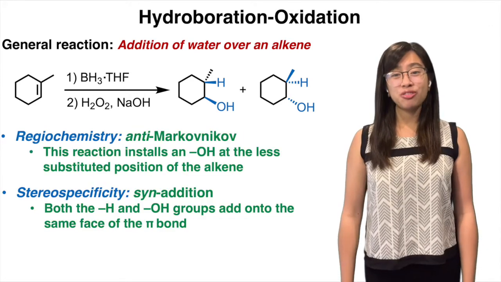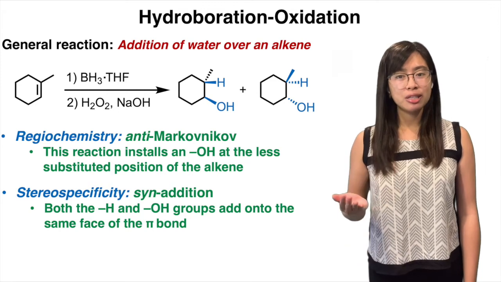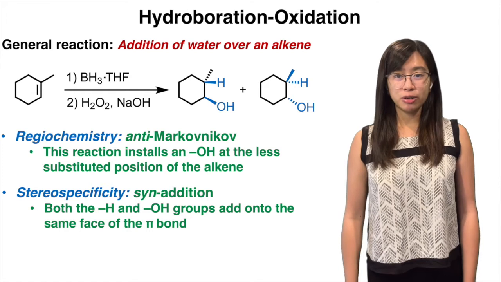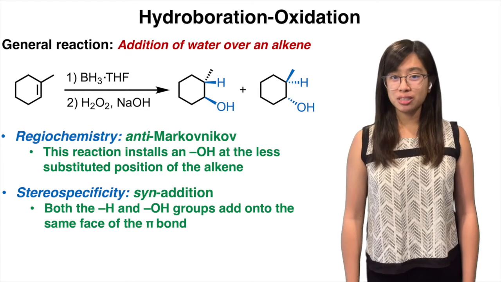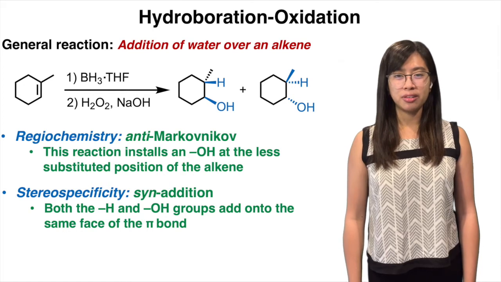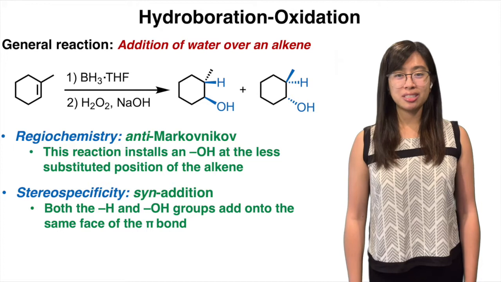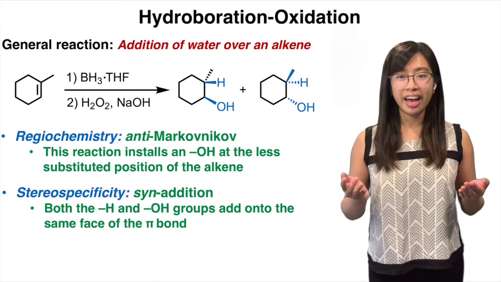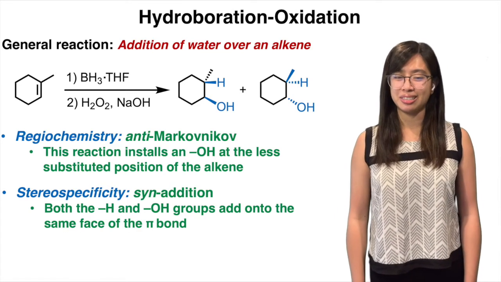In the mechanism for hydroboration oxidation, we'll explain both its regioselectivity as well as its stereospecificity. Its regiochemistry follows anti-Markovnikov, where the reaction installs a BH2 group on the less substituted carbon of the alkene. This reaction is stereospecific because both the H and the BH2 groups add onto the same face of the pi bond, which we'll get into the details later in this video.